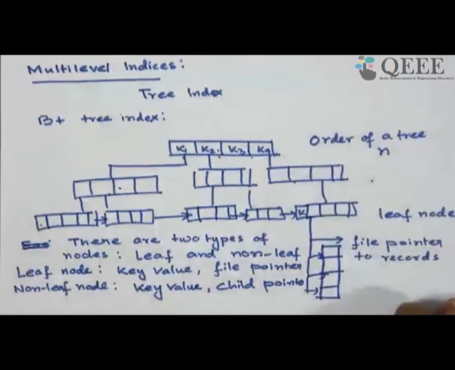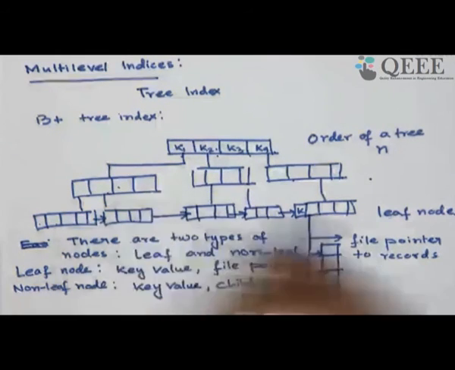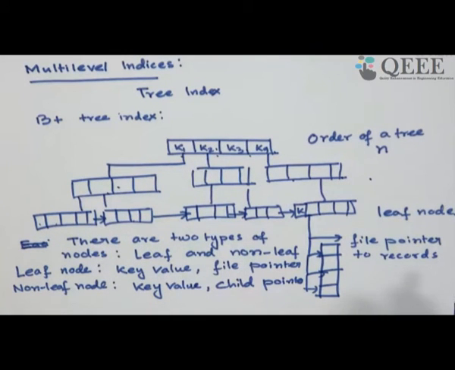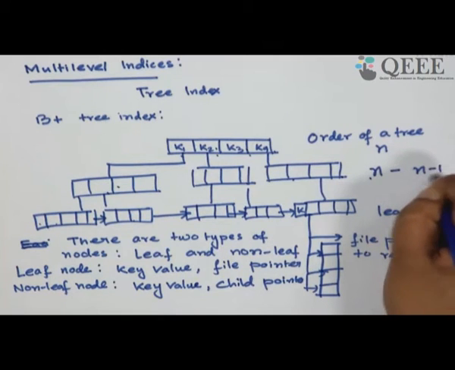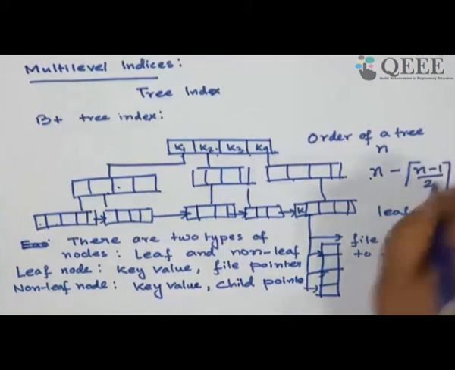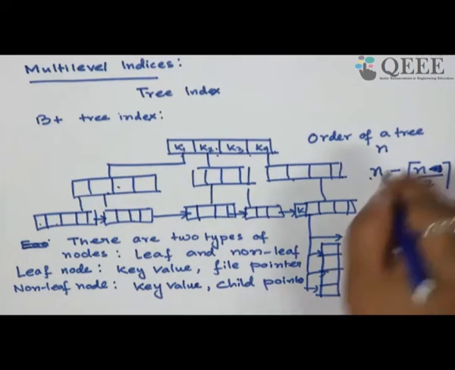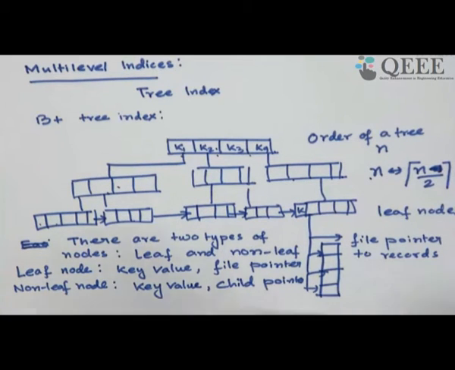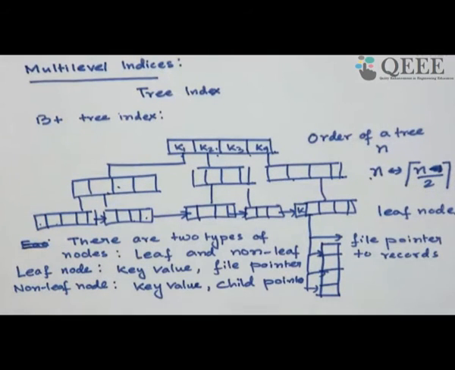N, which we choose, determines how many children a node can have. Any node can have between n/2 and n children, or sometimes (n-1)/2, depending on the notation. So it cannot have more than n children and cannot have fewer than n/2, except the root. And sometimes n minus 1 is used, because there is an extra pointer for the connector.